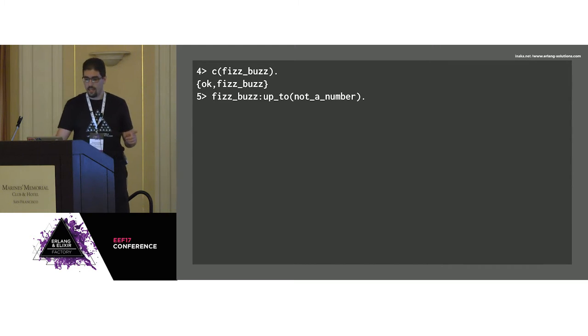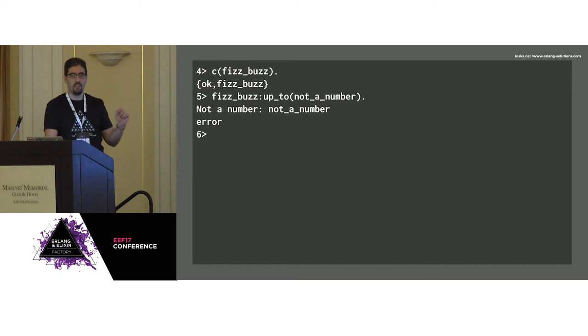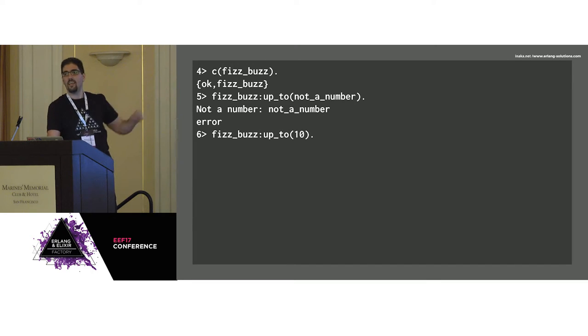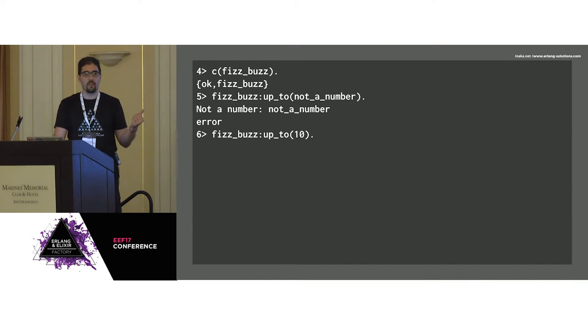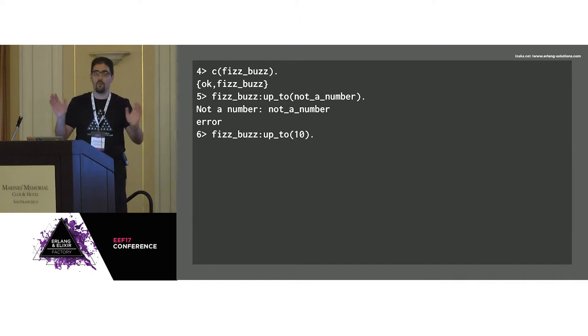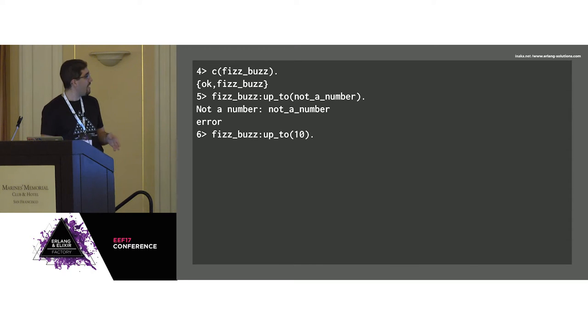Perfect. Now we try with something that should break the code. Not a number should print the message that it's not a number. What do you think? Nope, it's correct, not the number. The problem here is this one. That one, we already proved it works, but in test-driven development, we have to do regression tests here. So we try again.